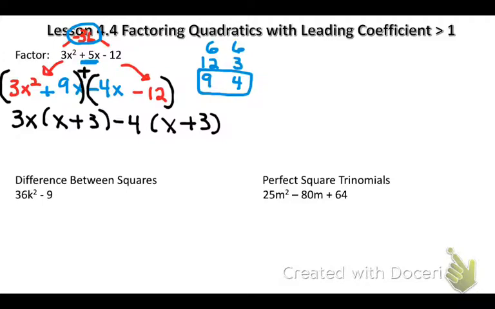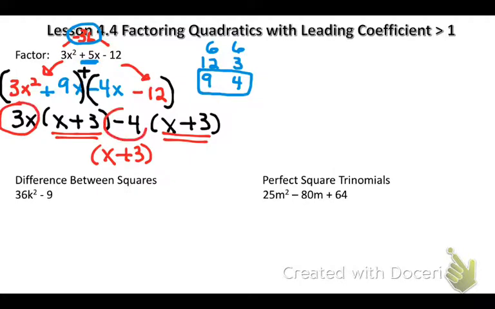We look at what we have left. So we have our lookalikes will be one set of parentheses, and our leftovers, not a mathematic term, is going to be 3x minus 4. So we just factored our 3x squared plus 5x minus 12. If I FOIL our answer here, we would get back to our original problem.